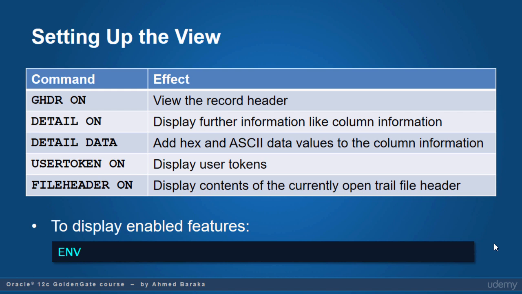Detail on is used to display more information like column information. Detail data is used to add hexadecimal and ASCII data values to the column information. User token on is used to display the user tokens. File header is used to display the header of the currently open trail file. Usually I enable all of them when I use the LOGDUMP utility. To display which options are currently enabled, use the command env.